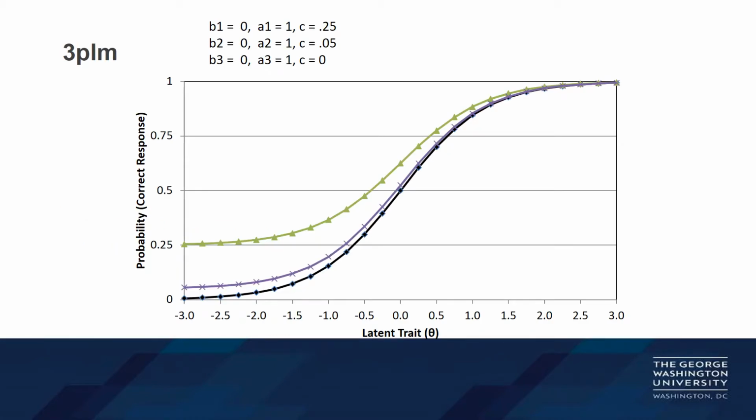Here we now see items with different guessing parameters. C equals 0.25 for the green item. C for B2, that purple item, is 0.05, just a 5% chance of guessing that item. And item 3 has a 0. It just looks like our 1 parameter model, considering all of the slopes are set to 1.